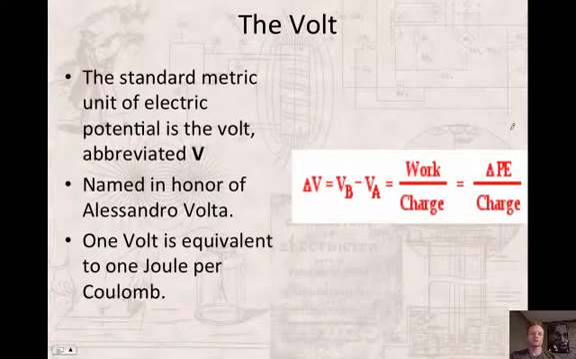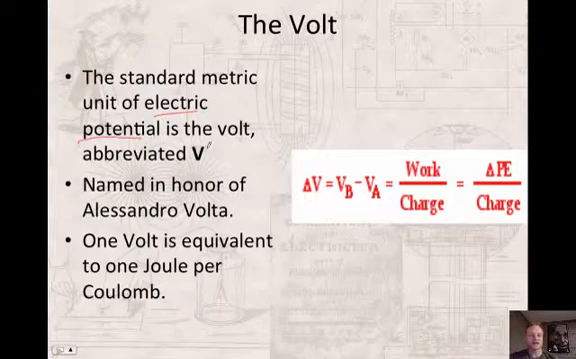So what is the volt? Okay, well, what the heck is this thing? The volt is the standard metric unit of electric potential. Okay, electric potential. So when you see batteries that are like a 12 volt battery, a 9 volt battery, a 1.5 volt battery, basically that is telling you how much electric potential that battery has.